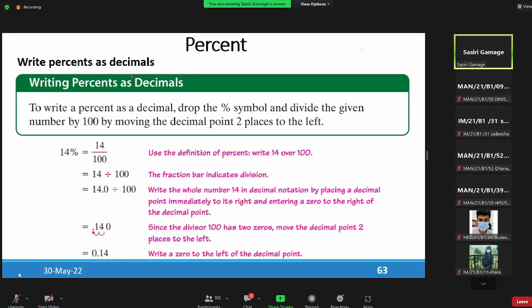To write a percent as a decimal, drop the percent symbol and divide the given number by 100 by moving the decimal point 2 places to the left. This is the way. First thing is you have to forget the percent mark and divide it by 100. When we divide a number by 100, we can get the answer by taking 2 decimal places to the left.